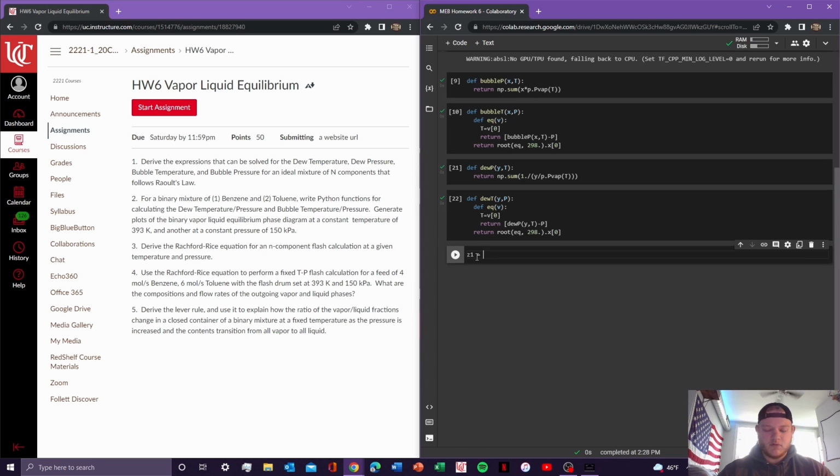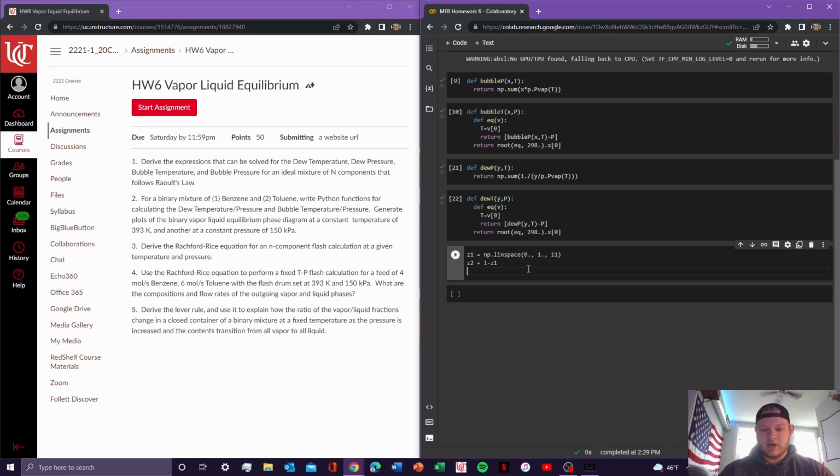We can go from 0 to 1, and we'll have even points, so we'll do 11. And then we also need to have toluene in there, obviously, but it's going to be the opposite of benzene, or since they both add up to 1, it's just 1 minus benzene, so that's 1 minus Z1, so they add up to 1.